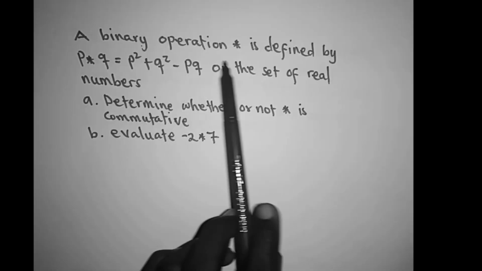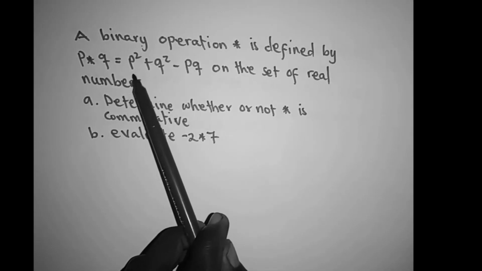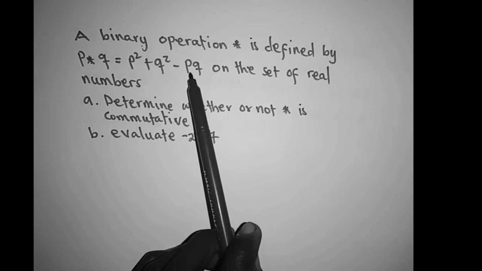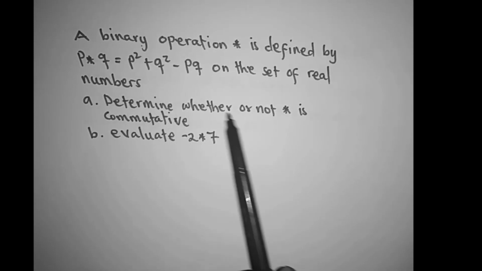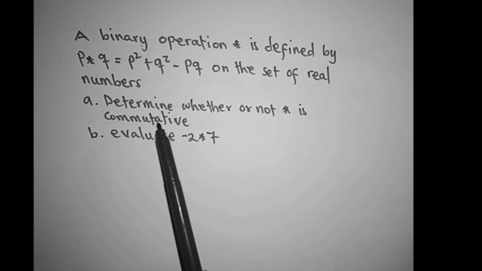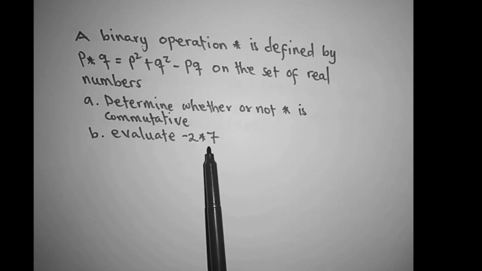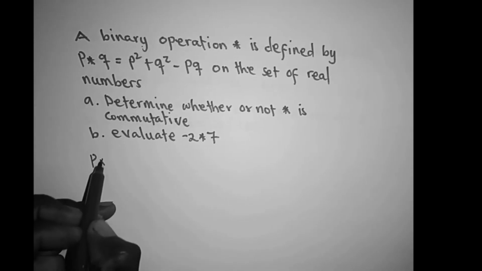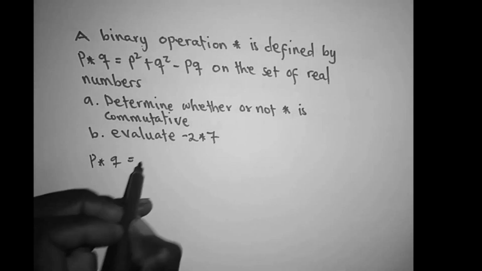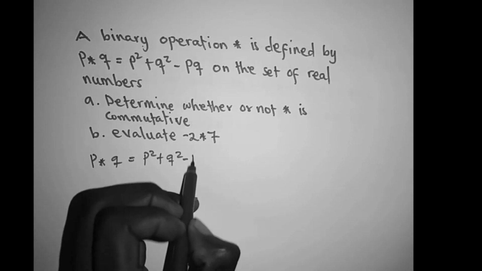Binary operation is defined by p operation q equals p squared plus q squared minus pq on the set of real numbers. A, determine whether or not the operation is commutative. And B, evaluate minus 2 operation 7. So the operation is p operation q equals p squared plus q squared minus pq.